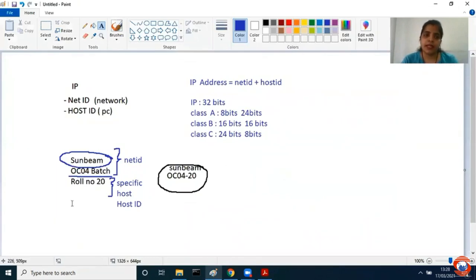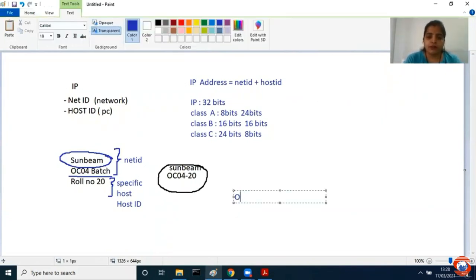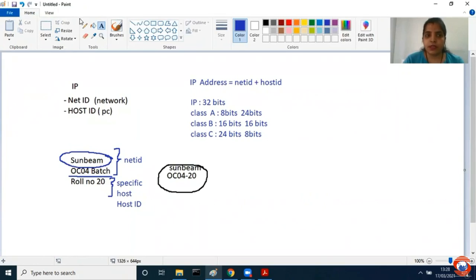Now, let us say I'm considering OC4, okay? Let us say the batch capacity for OC04 is 100. Just assume 100 students, right? In that case, if I say the capacity is 100, can I accommodate 200 students into it? Obviously no, because my capacity is 100. Can I say like this? Everyone, are you there?